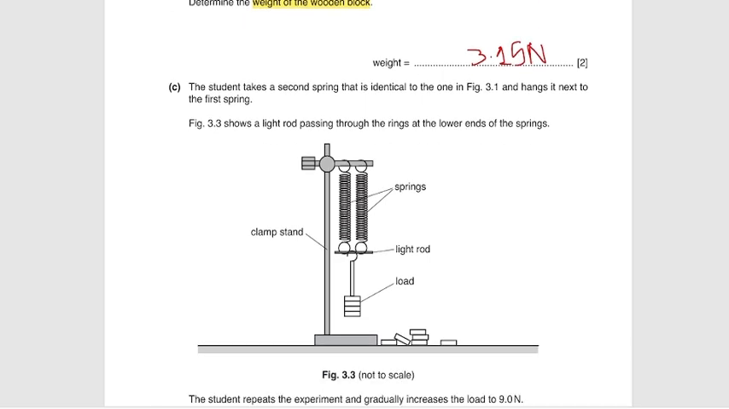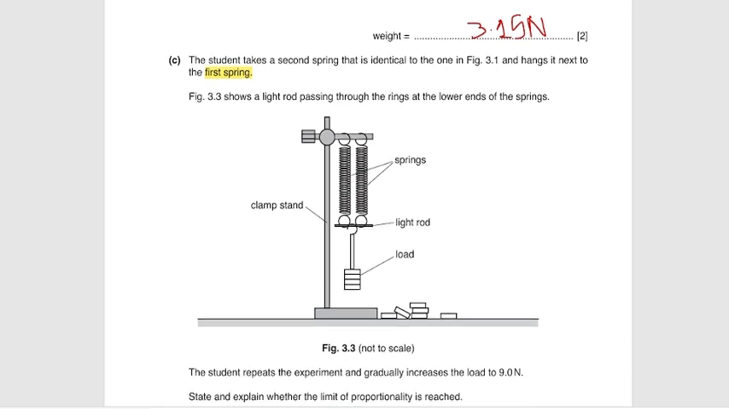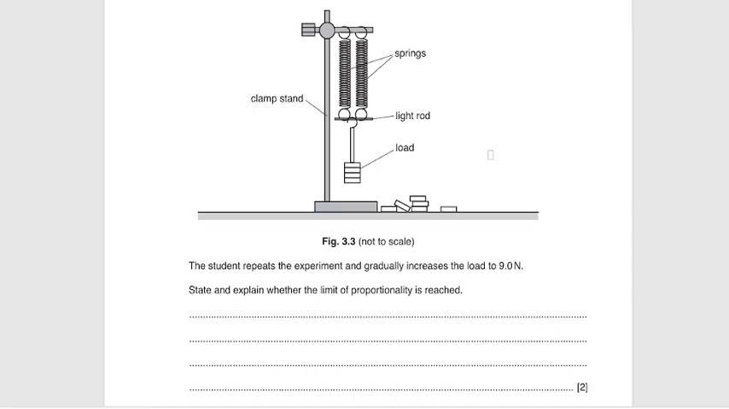Moving on towards the C part, that says the student takes a second spring that is identical to the one in figure 3.1 and hangs it next to the first spring. Figure 3.3 shows a light rod passing through the ring at the lower ends of the spring. The student repeats the experiment and gradually increases the load to 9 Newton. Now that's a huge number, 9 Newton. State and explain whether the limit of proportionality is reached.